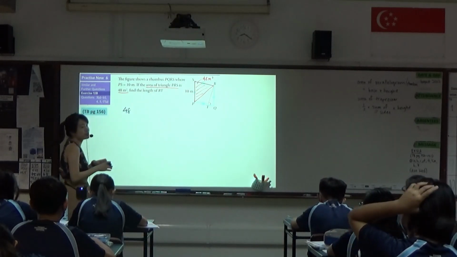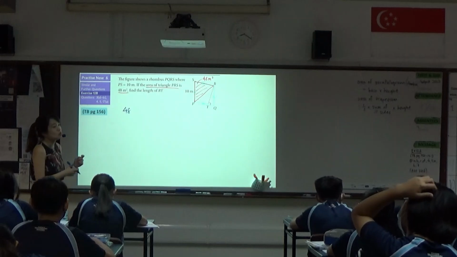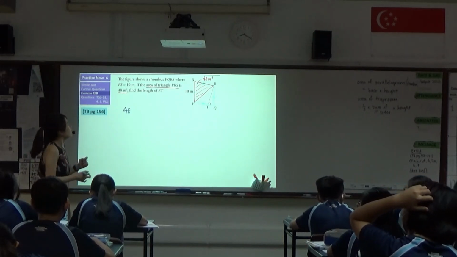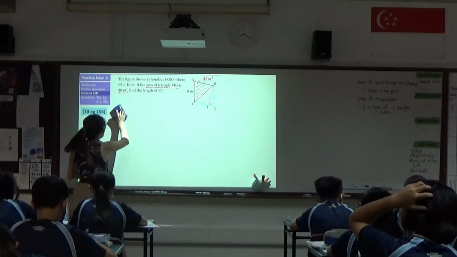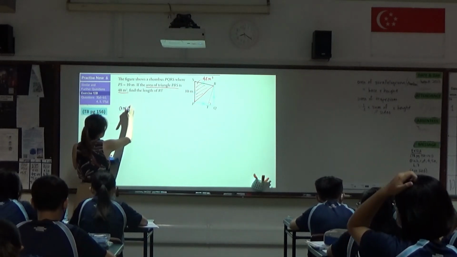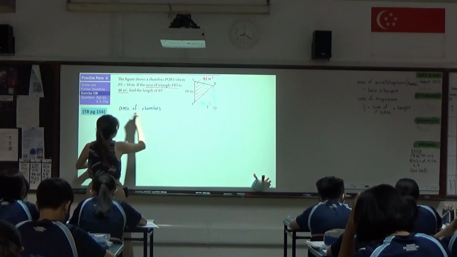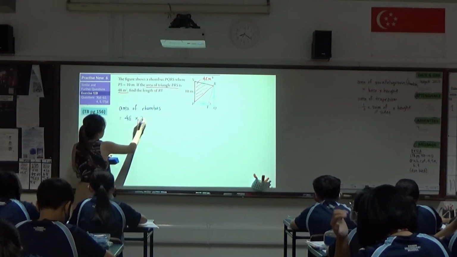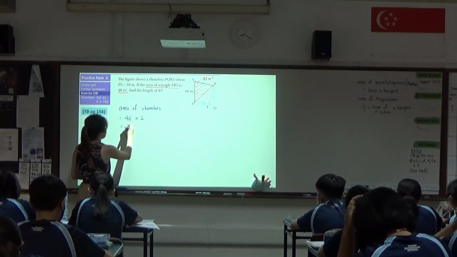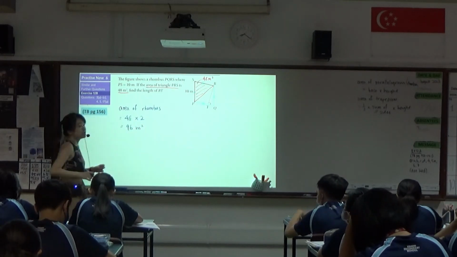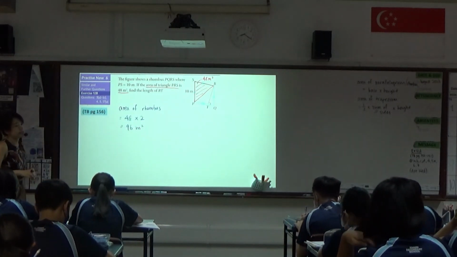48 meters squared times what? 2. Why do you times 2? Oh, okay, so to find the entire area of the rhombus. Okay, so presentation wise, let's just be clear. Area of rhombus equals 48 meters squared times 2, and that will give us 96, right? Okay, then what do you do next?